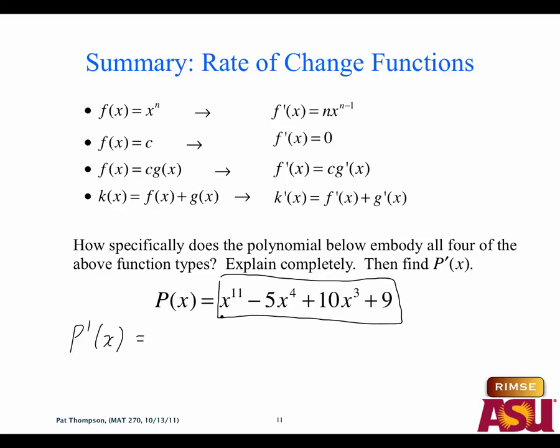Then the next thing we would do is come to this one, and we'd apply which one? 1, 2, 3, or 4? 1. And the rate of change would be 11x to the 10th, applying rule number 1. Then we come to this. What rule do we apply to this first?